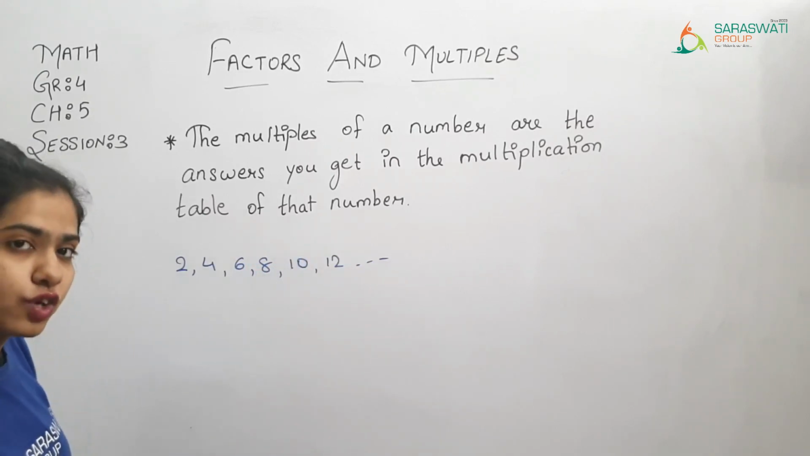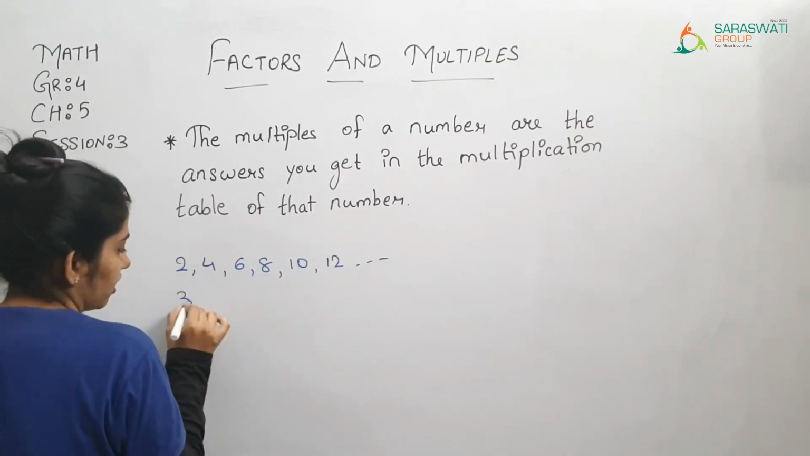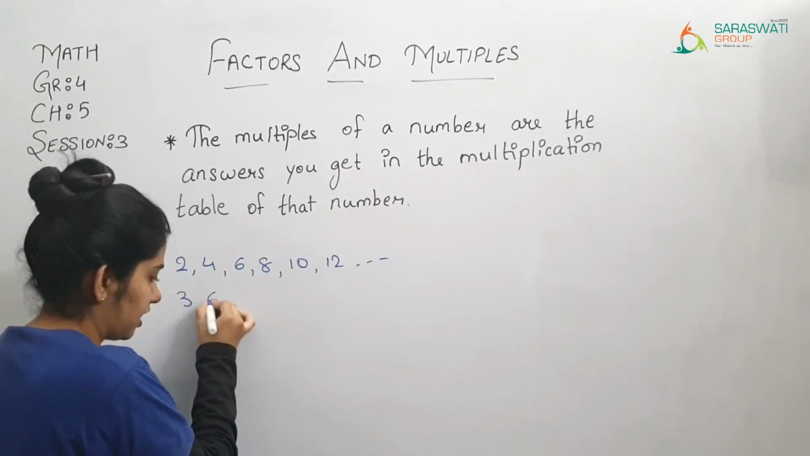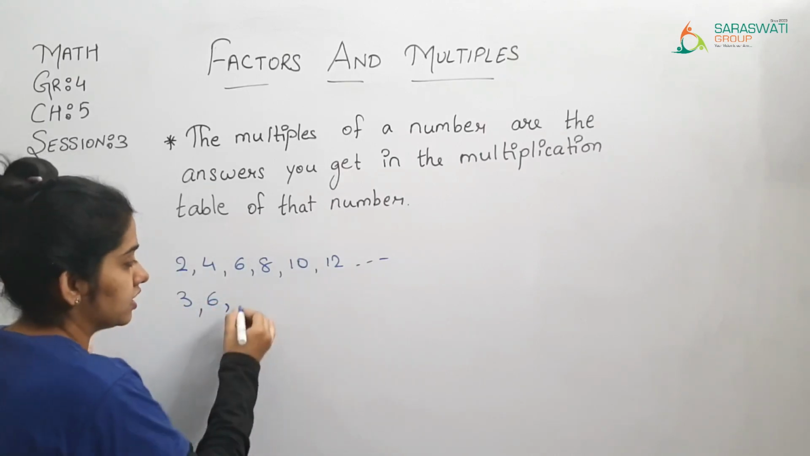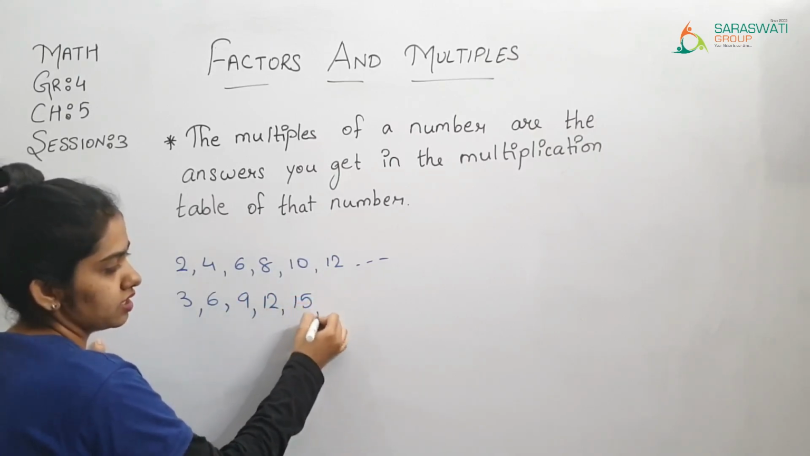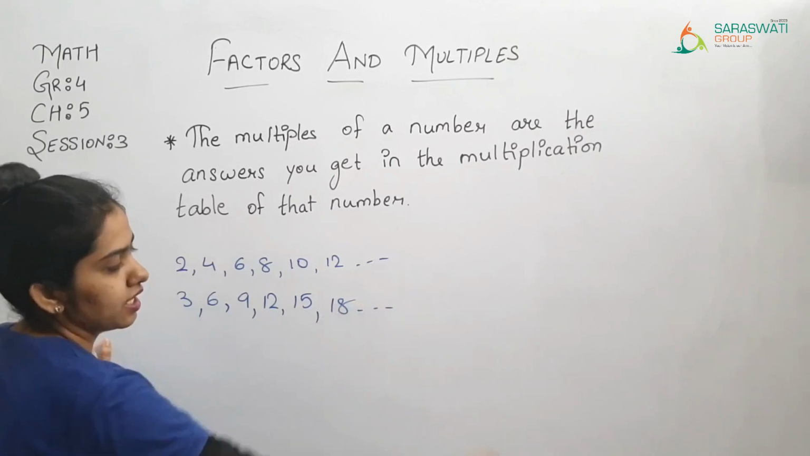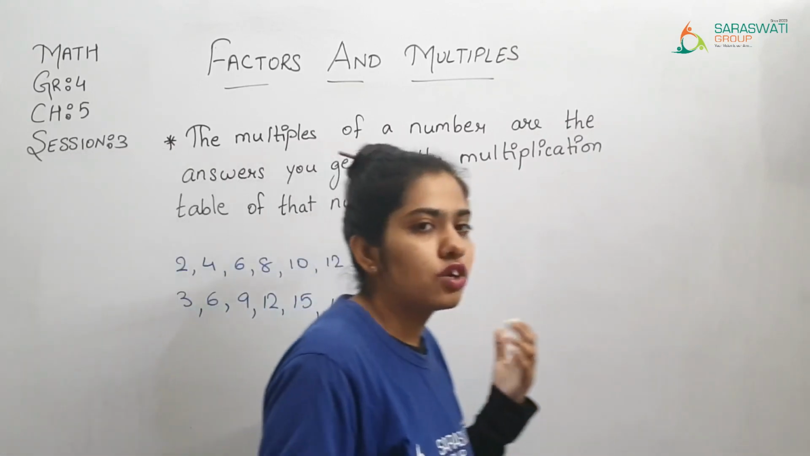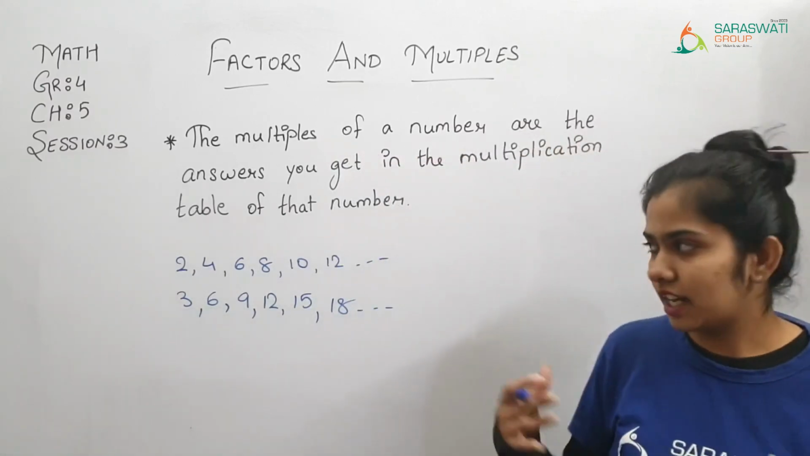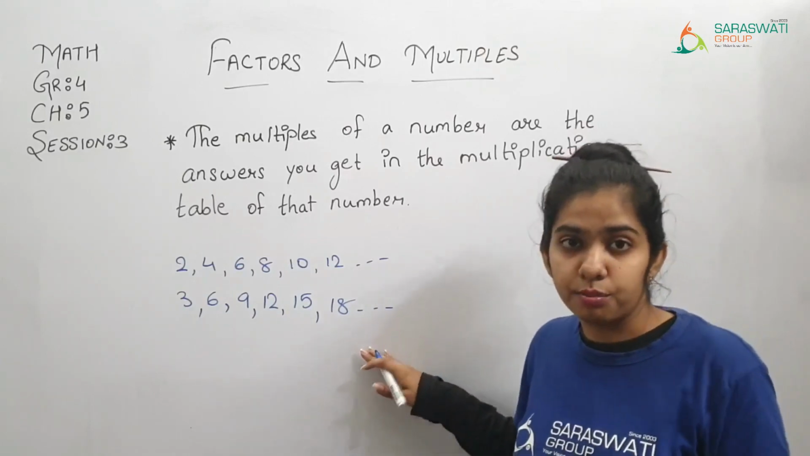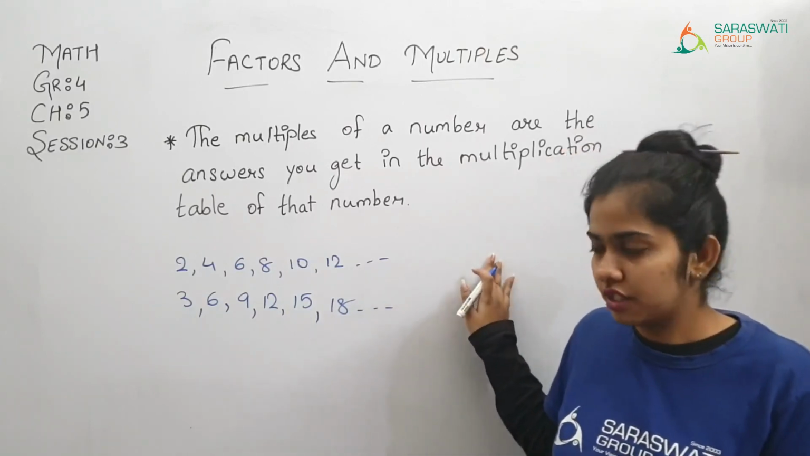Now for 3, again plus 3: 3, 6, 9, 12, 15, 18 and so on. So you can use the skip counting method, or else you can also go with tables. If you know the tables directly, you can do it that way, or else the skip counting method is also beneficial, right?